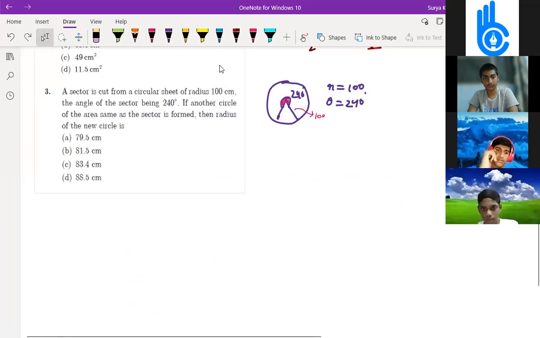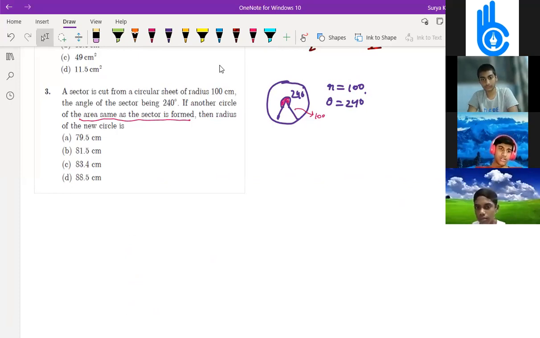So area of sector, and what do you have to find here? The area of the new circle, which is the same as the sector formed. A sector is cut from a circular sheet of radius 100 centimeters. So r is 100 centimeters, and the angle of this sector is 240 degrees. If another circle of the same area as the sector is formed, then the area of the sector will be equal to the area of the new circle formed.